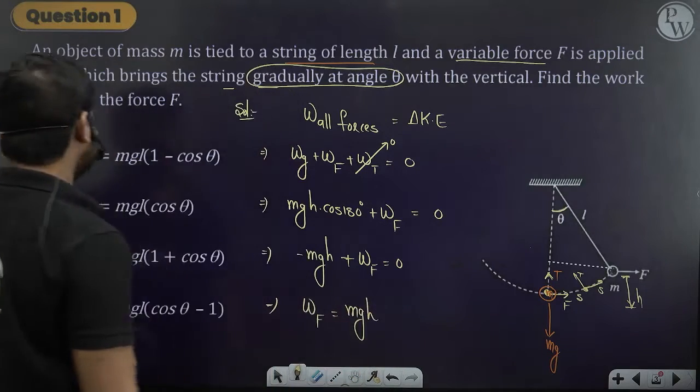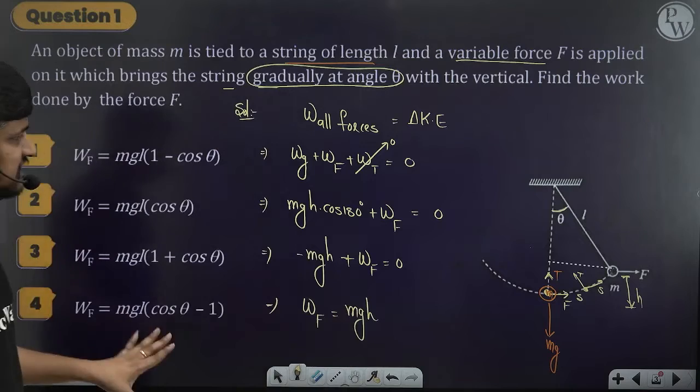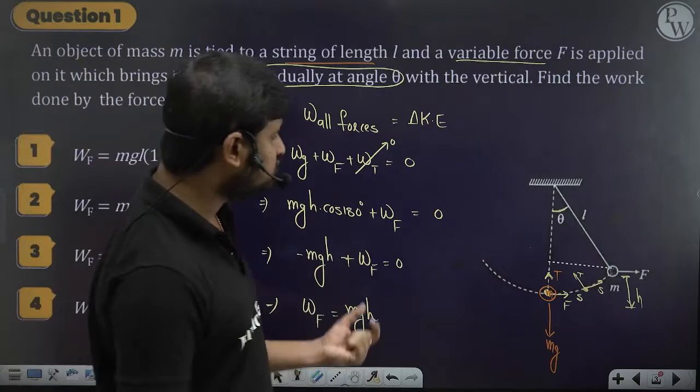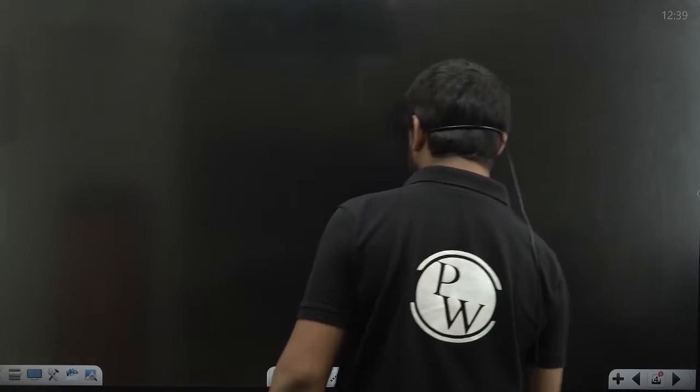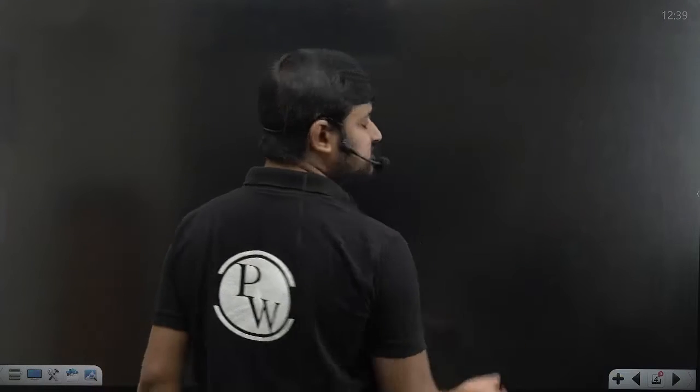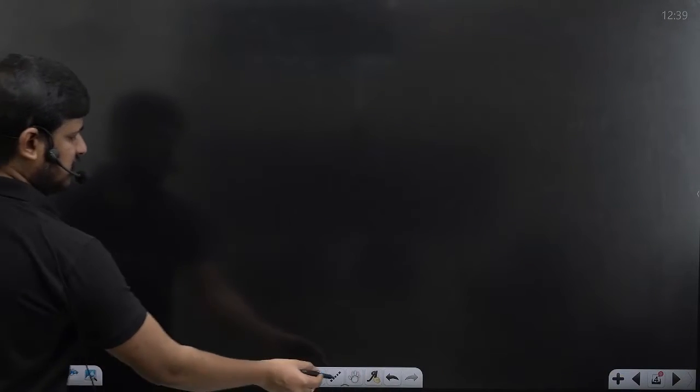Check the options. I could not see mgh. So now what should we do? Let's do a simple calculation. We have to write it in terms of the string length L.